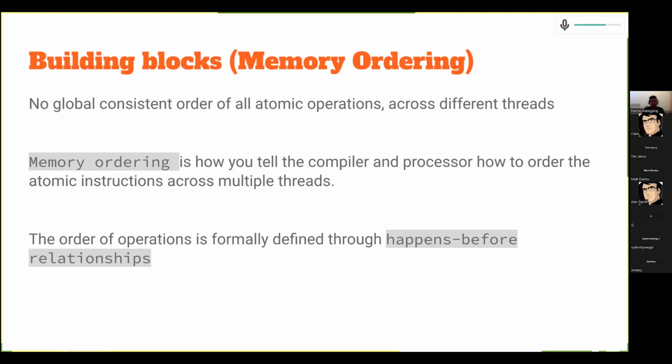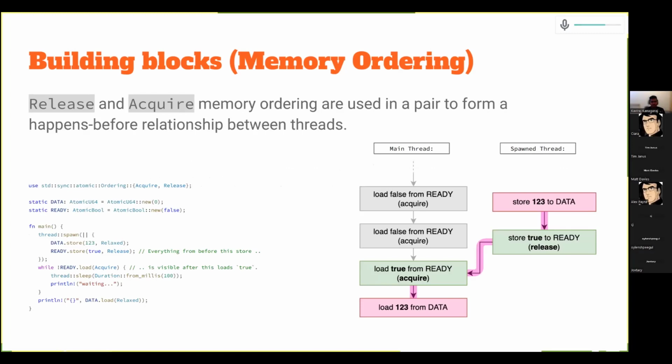Basically it's a way to tell the compiler and the processor how to order the atomic instructions that deal with multiple threads. And formally, we define this ordering via the happens-before relationship. So a quick example here: we have different memory orderings, and I'm just going to touch on Release and Acquire. That's the one we use for Arc.